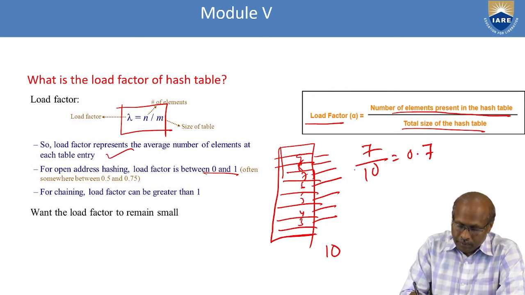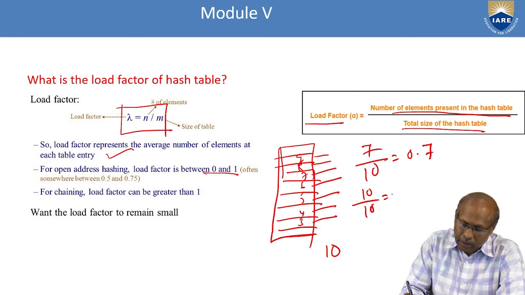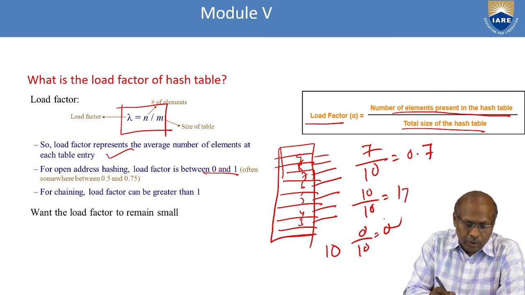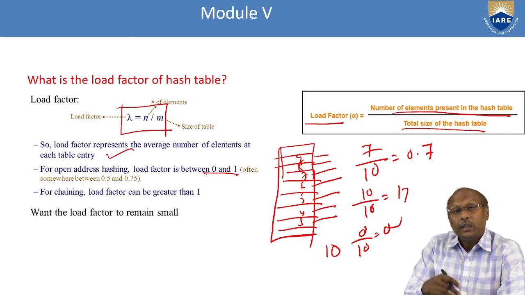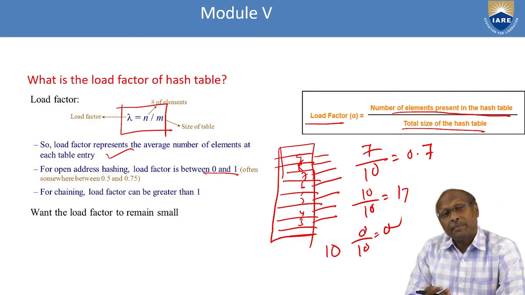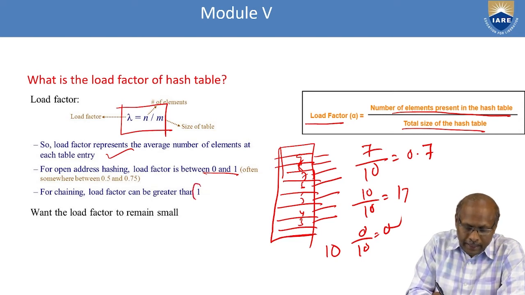That means if 10 elements are available, that is 10 by 10, which is 1. If nothing is there, 0 by 10 means 0. So it is between 0 and 1 for open addressing. If it is chaining, you can store even more than the capacity of the hash table, so the load factor may be greater than 1.